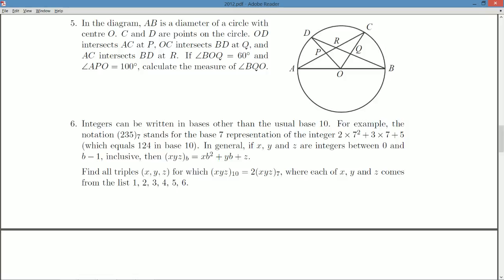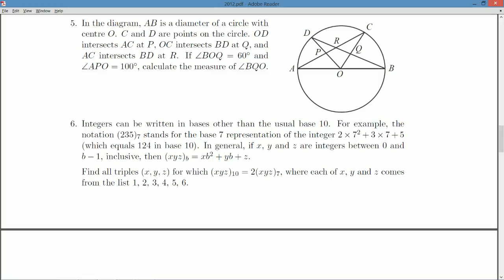Okay. The question we're asked is to find all triples x, y, and z. So find all sets of numbers x, y, and z for which x, y, z as the base 10 representation is twice x, y, z as the base 7 representation. Okay? And since we're talking about a base 7 representation, we can't just have 8 and 9 as digits. These digits are going to have to come from 1, 2, 3, 4, 5, and 6. So even though 0 is possible, they're leaving off 0 as one of our possible digits.